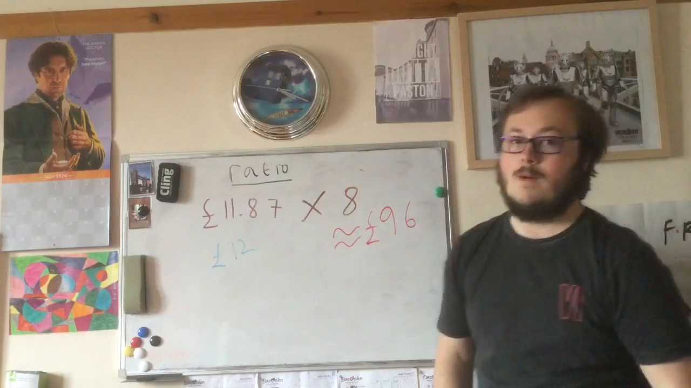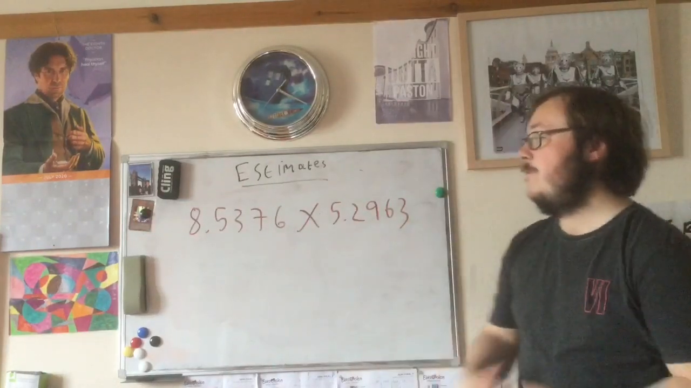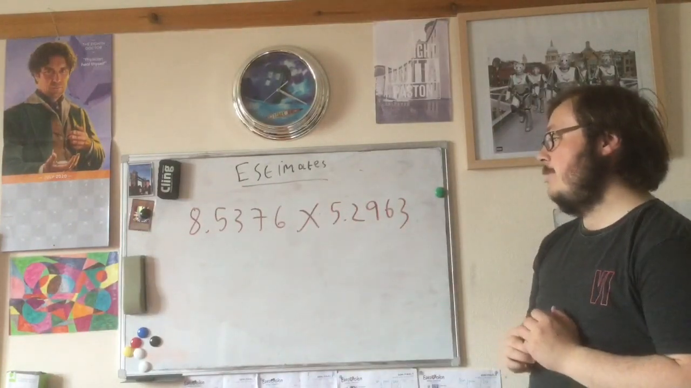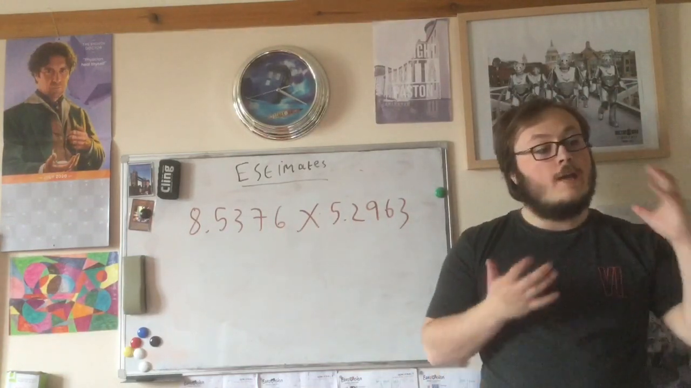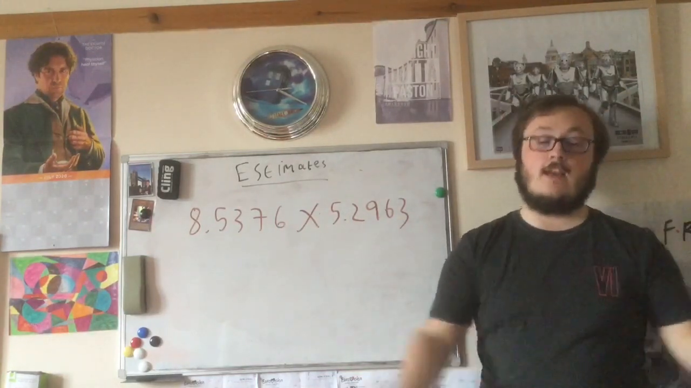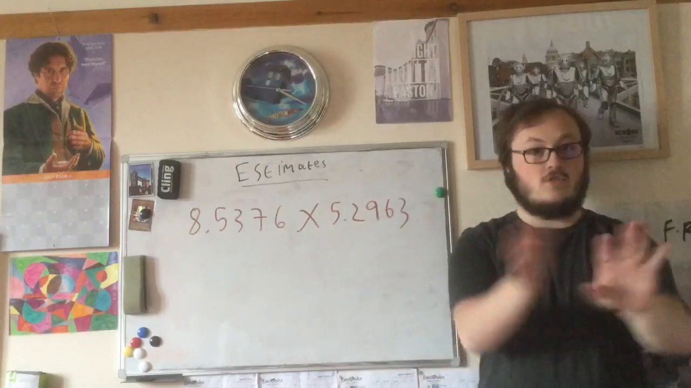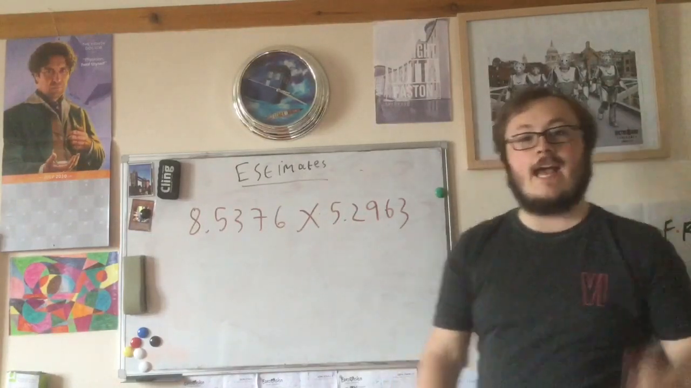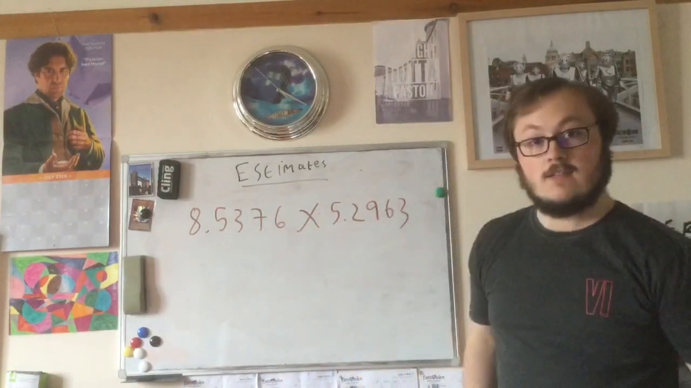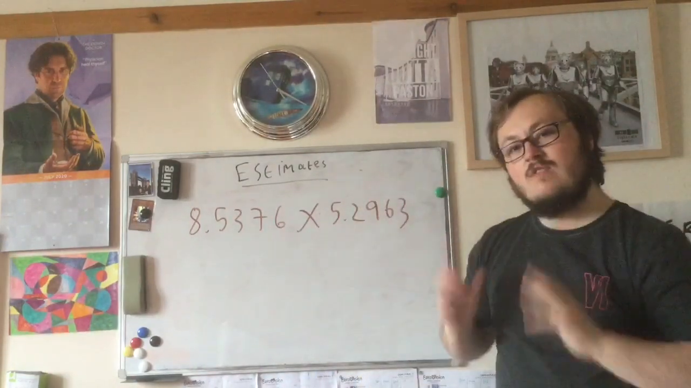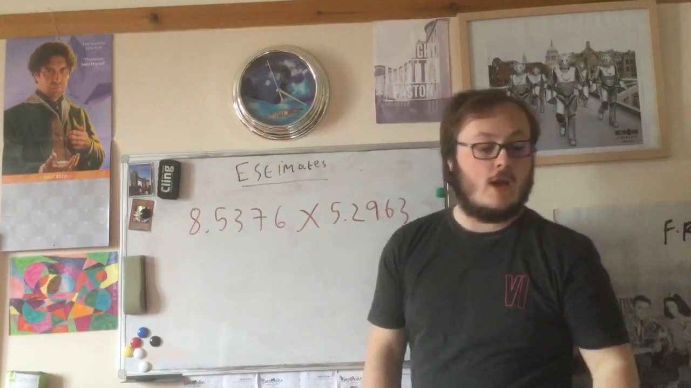Let's look at another one. So 8.5376 multiplied by 5.2963. Now I'll be honest with you, if you can work this out in a calculator, fantastic. But we're not doing that today. We're making an estimate on what this will give us. So what are we going to do? We're going to round it to the nearest whole number.